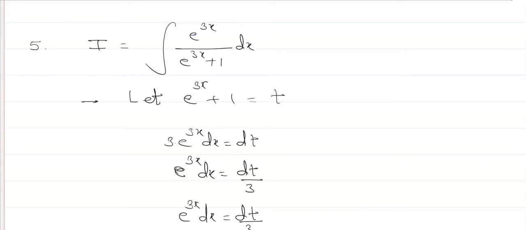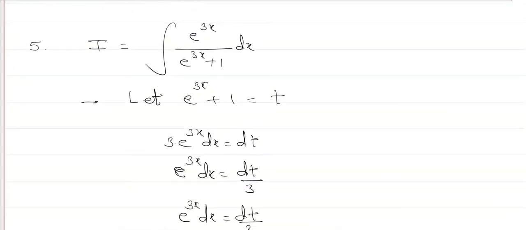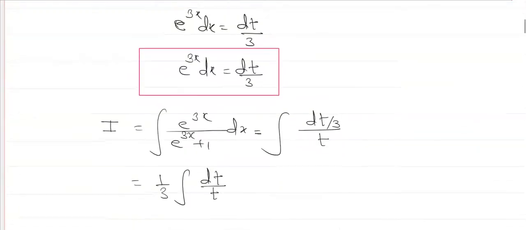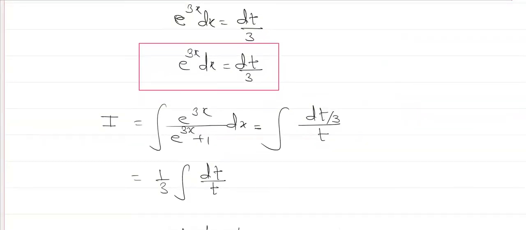What is its derivative? The derivative of e raised to 3x plus 1 is 3 e raised to 3x into dx, which is equal to dt. This is our substitution. Therefore e raised to 3x into dx is equal to dt upon 3. We needed to find out the value of e raised to 3x into dx. Therefore I can write this in the bracket. Now see this here, e raised to 3x into dx is equal to dt upon 3.